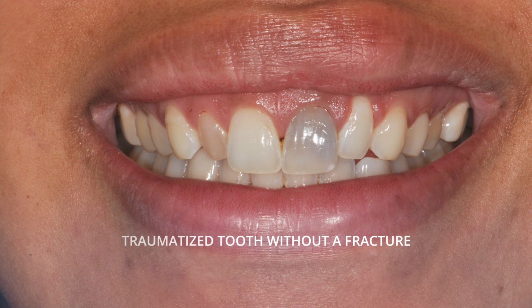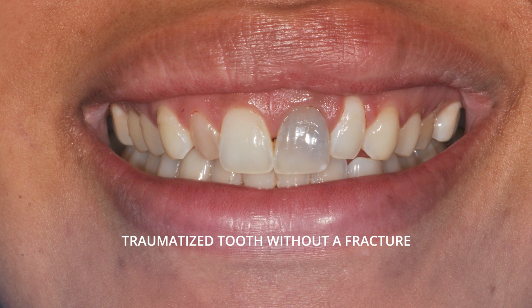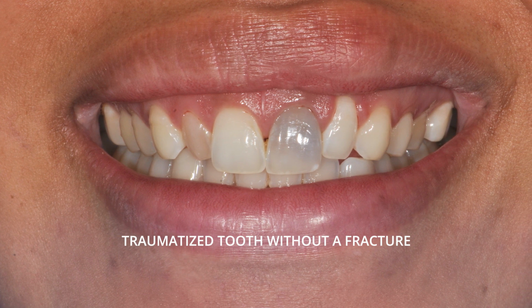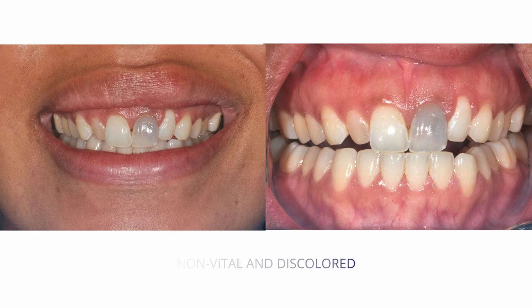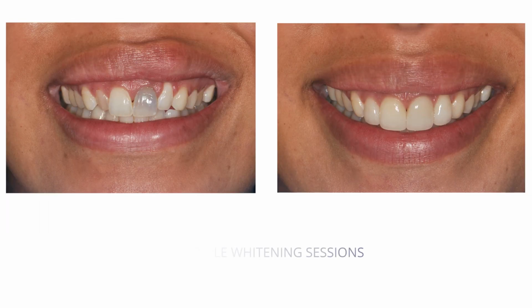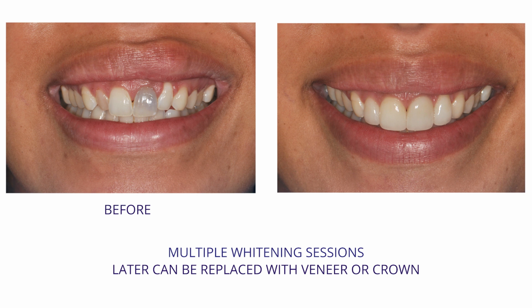Now, sometimes we have a traumatized tooth without a fracture, and that becomes non-vital and discolored. So you usually get the trauma, and 2 or 3 days later, your tooth will become darker. What's happened is the nerve on the inside is dead, and the blood vessels rupture, and you have a bruised tooth in a way. We will treat this by doing multiple whitening, and eventually we can put a veneer or a crown on top of it.